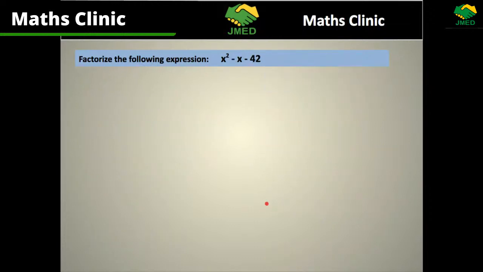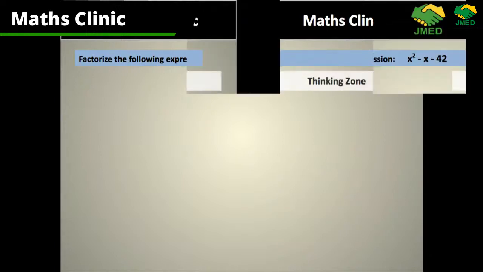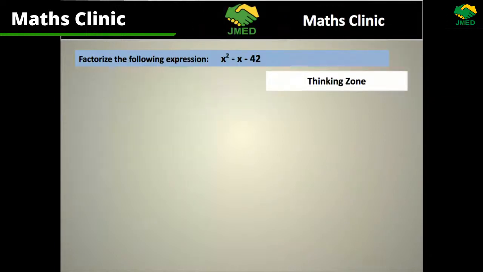x squared minus x minus 42. Again, we want to find two numbers that when we multiply them, we get negative 42. And when we add them, we get minus 1. Very important. We need to get negative 1 when it's finished. Because even though we don't see a number here, don't assume it's 0. It's negative 1.